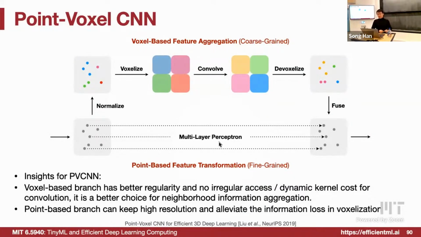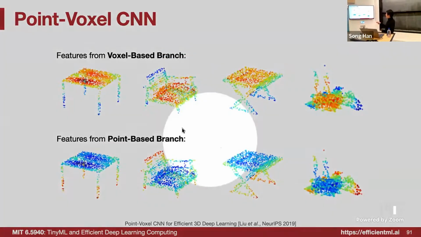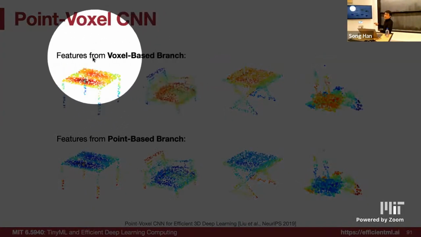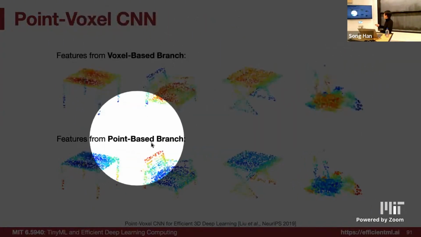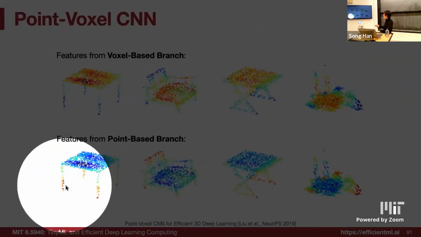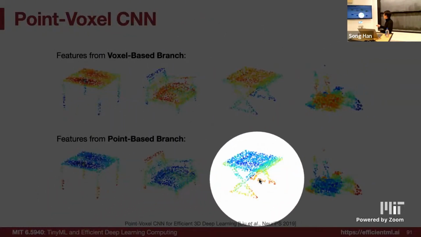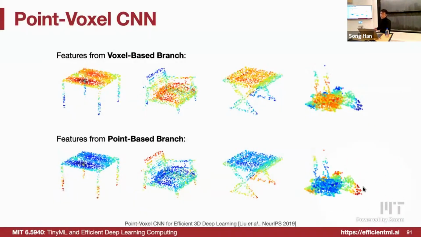So let's see how these two branches work well together. Actually, this voxel branch is focusing on large areas like the tabletop, the chair, versus the point-based branch is focusing on those corners, like the legs, the corner of the chair, etc. Okay, very interestingly, small versus large, local versus global.